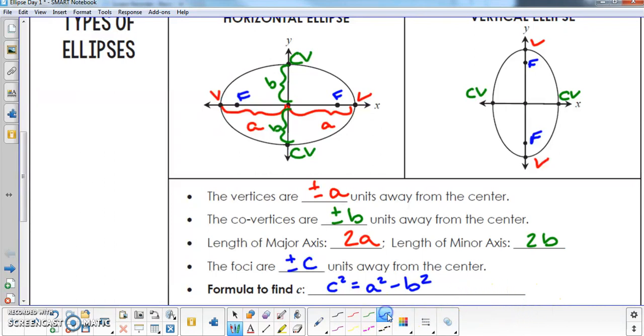Now, if the foci are plus or minus C units away, I've got C right here and another C right here. Okay? All of this is the same thing over here on this one. So we can clearly see here, this is 2C. This whole length here is 2A. And this whole length here is 2B. Okay?